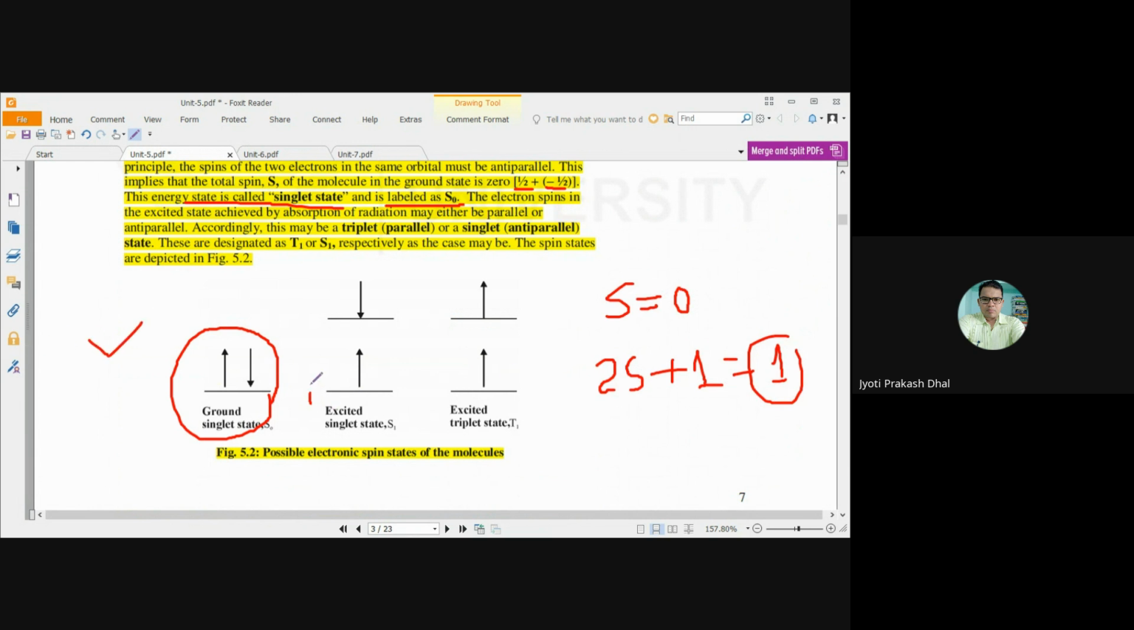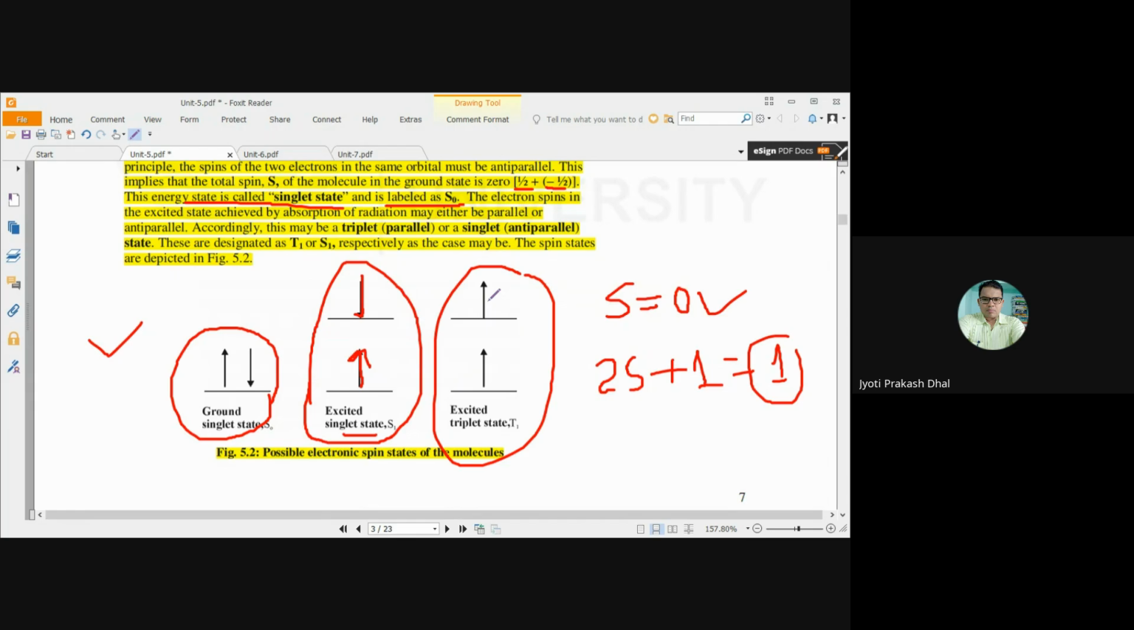Now coming to the singlet excited state. In the singlet excited state, one electron is in upward spin and another electron is in downward spin. So the total spin is also 0 and the multiplicity will become 1. That's why it is called the singlet excited state, S1. And in the excited triplet state, both the electrons are in upward spin, and hence the total spin will become plus half plus half, that is equal to 1, and the multiplicity 2s plus 1 is equal to 3. That's why it is called a triplet excited state.